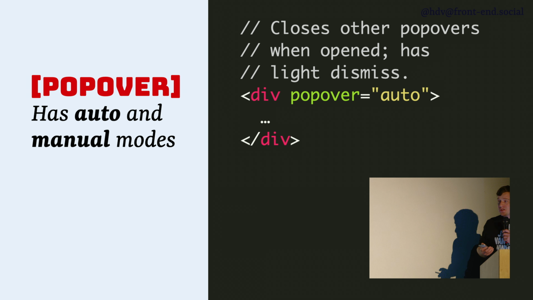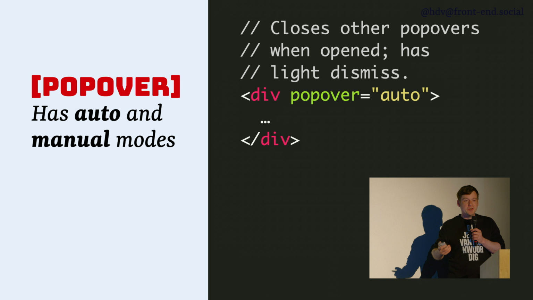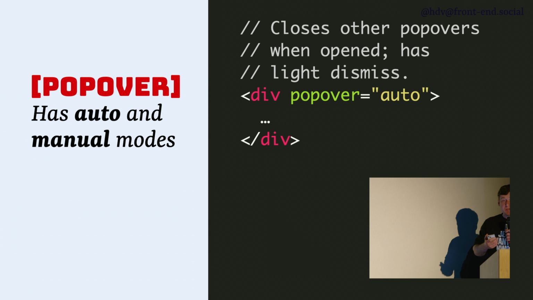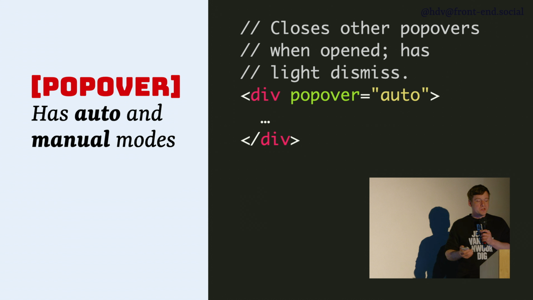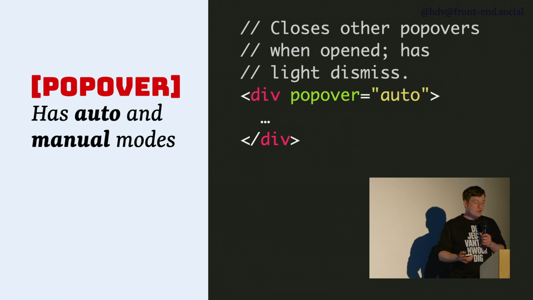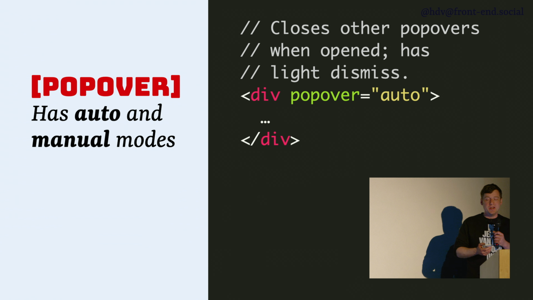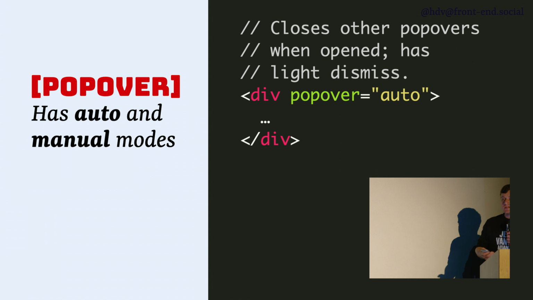Now, there are different modes for popover, so you can use the popover attribute on its own. That will set it to the auto mode, which you can also set explicitly with the auto value. And that will make a popover that closes other popovers when they're open, and it also has light dismiss, meaning when you click outside of it, it will go away.